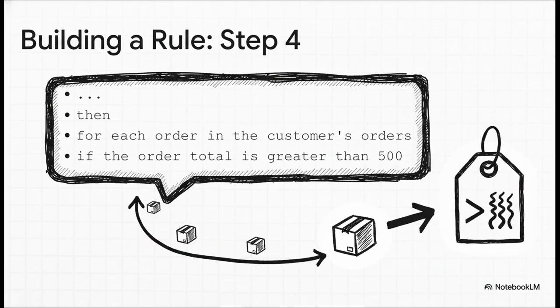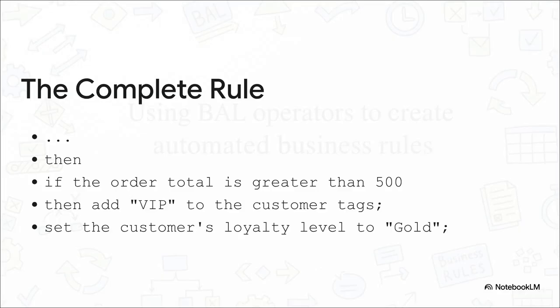So now that our when conditions are all set, we define the then block. This is the action part. Here, we're using for each to loop through every single order in that customer's history. And inside that loop, we have another if statement, this one checking if any of those orders had a total greater than 500. And there it is, the complete rule. If our system finds even one order over $500, we trigger 2 actions using our assignment operators. We add a VIP tag to the customer's profile, and we set their loyalty level to gold.